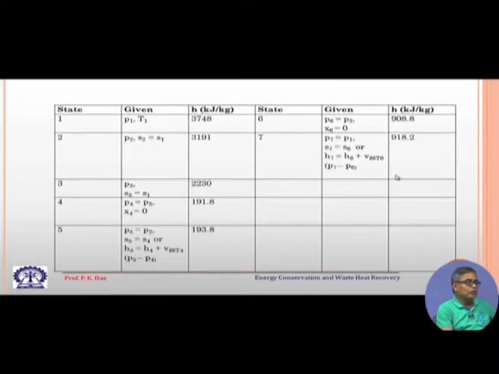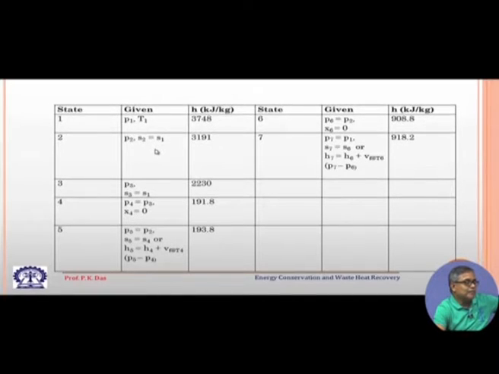If we go to the state points, at point 1 we have got pressure and temperature given. So from there we can calculate the enthalpy. Then state 2: we have considered an ideal Rankine cycle, so the expansion up to state 2 is where the entire amount of steam flows through the turbine. This is a reversible adiabatic process, so S2 will be equal to S1.